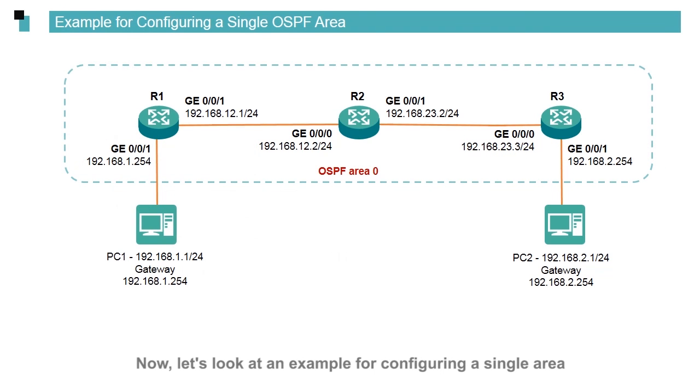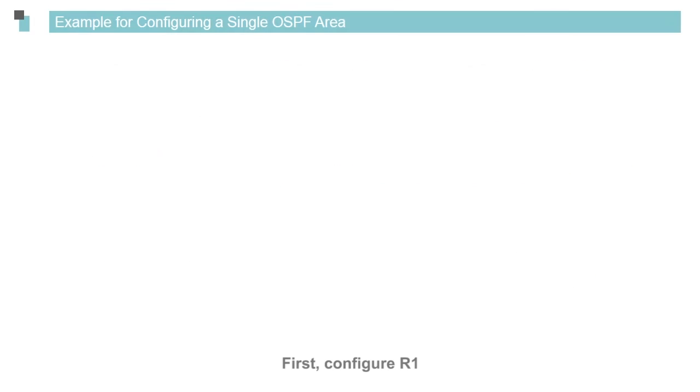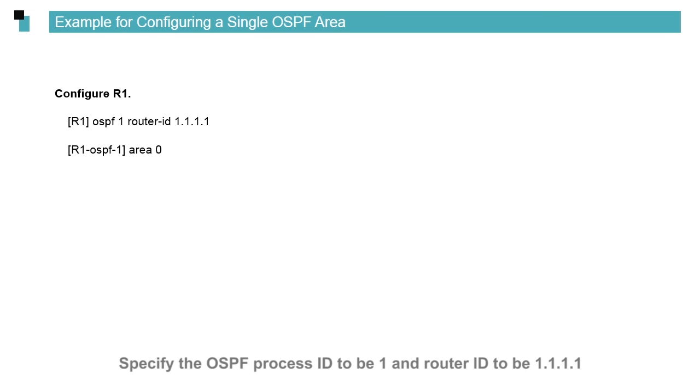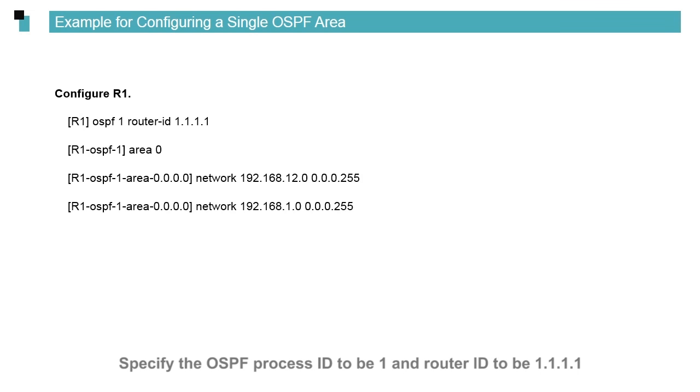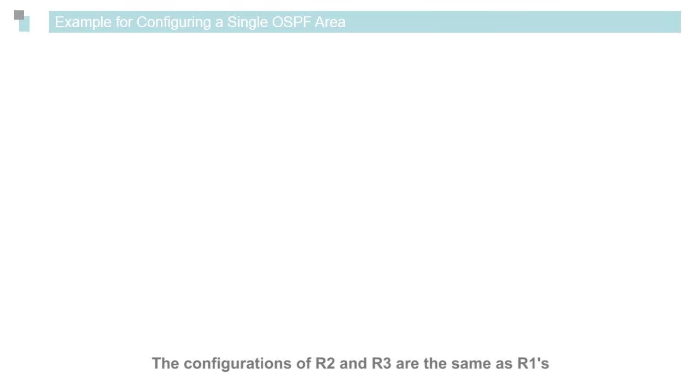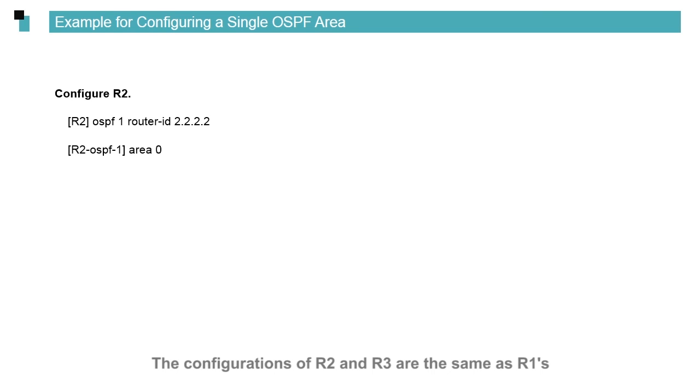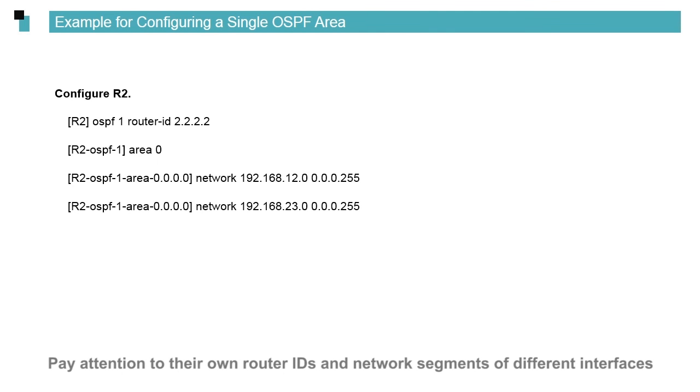Now let's look at an example for configuring a single area. On the network shown in the figure, 3 routers in the backbone area are connected to 2 PCs. The entire network must be interworking. First, configure R1. Specify the OSPF process ID to be 1 and router ID to be 1.1.1.1. Enter Area 0 and run the network command to configure the 2 network segments to belong to Area 0. After the configuration, OSPF is activated. The configurations of R2 and R3 are the same as R1's. Pay attention to their own router IDs and network segments of different interfaces.